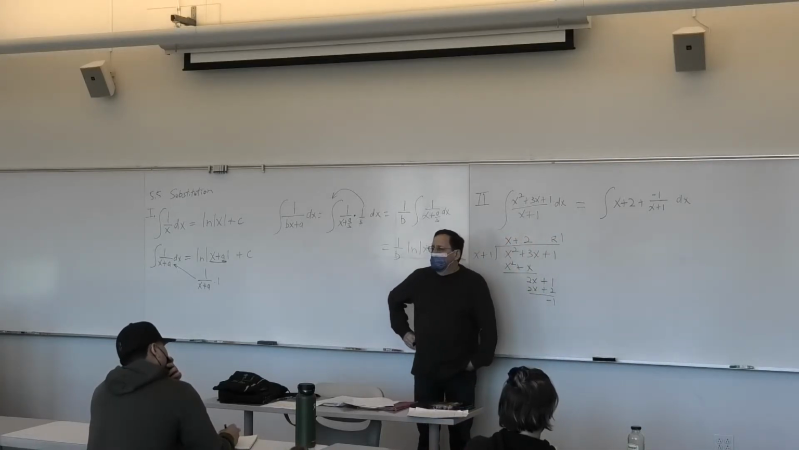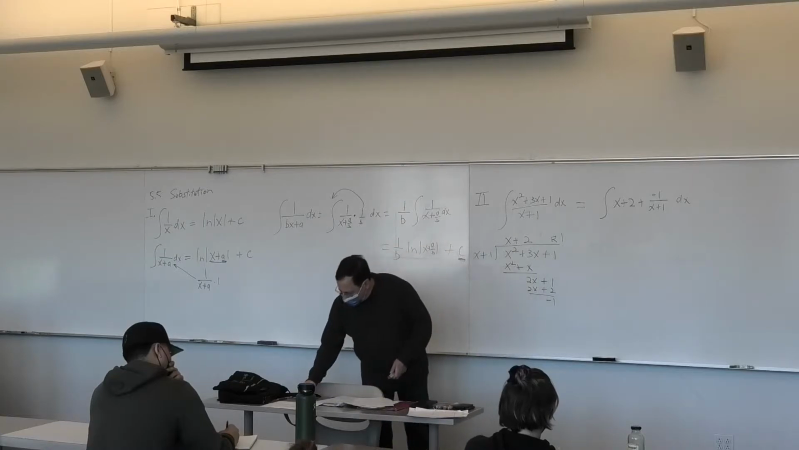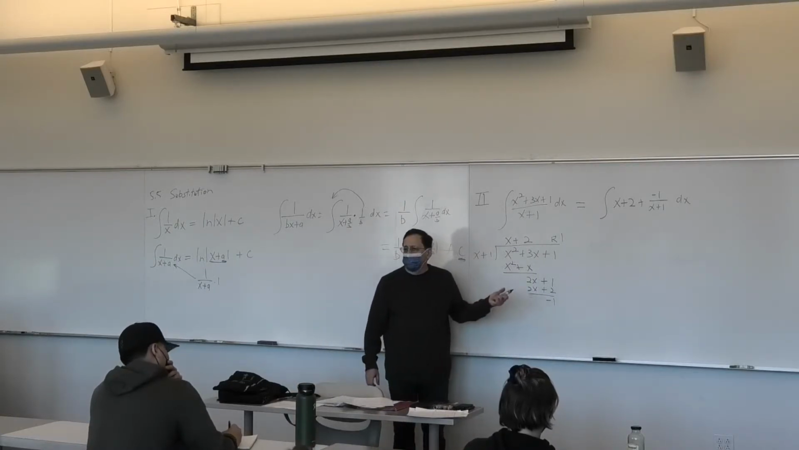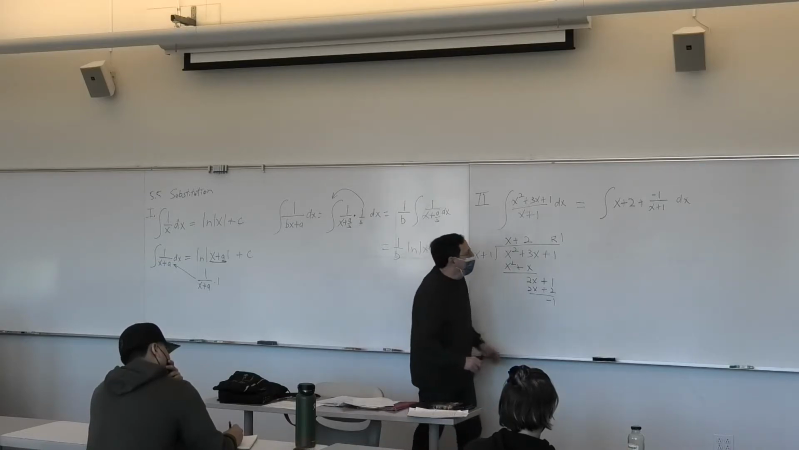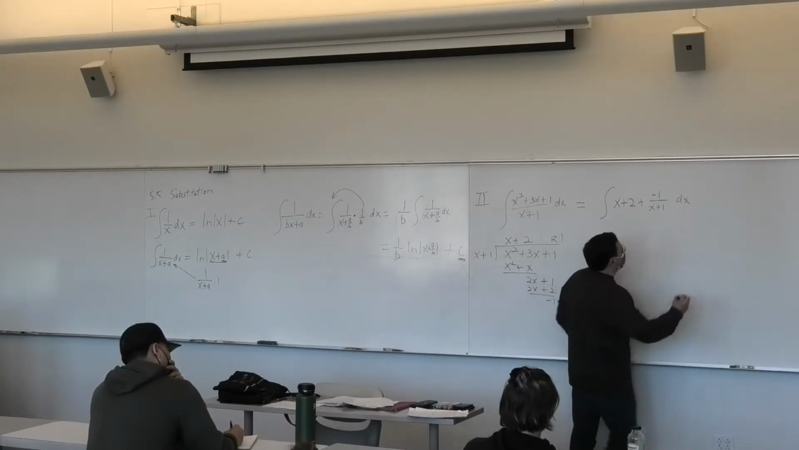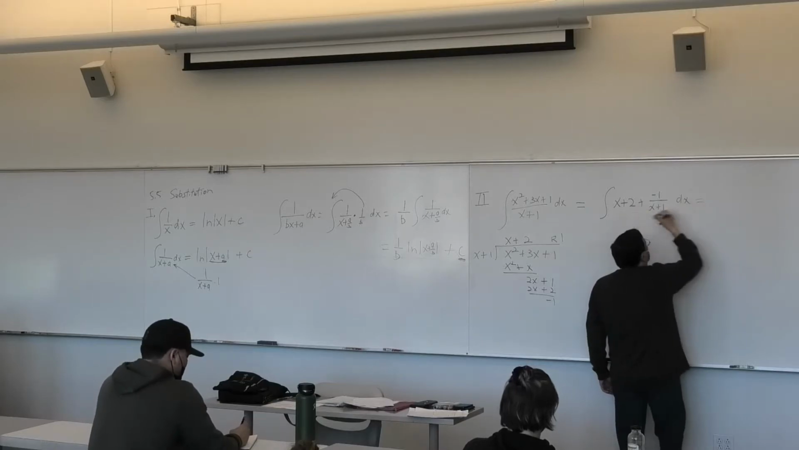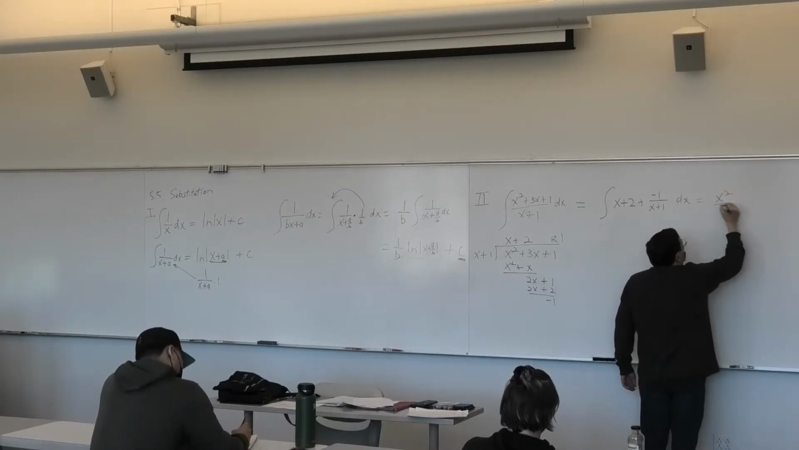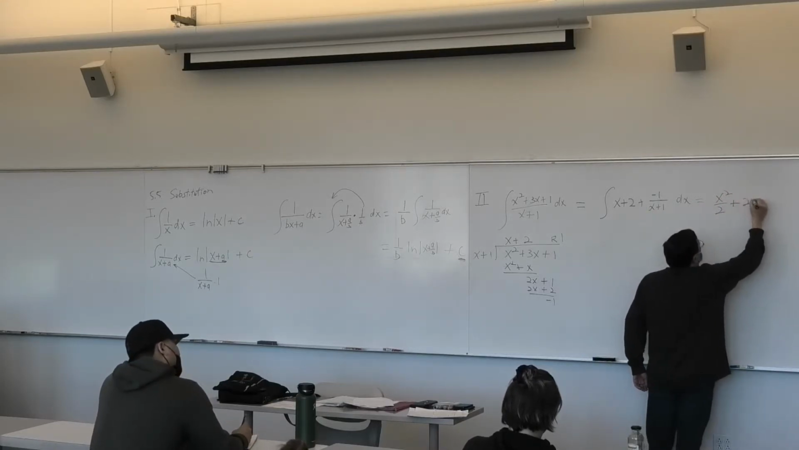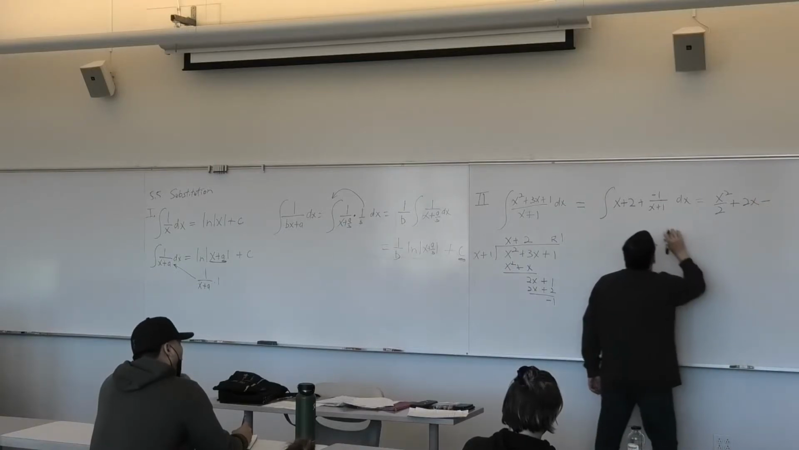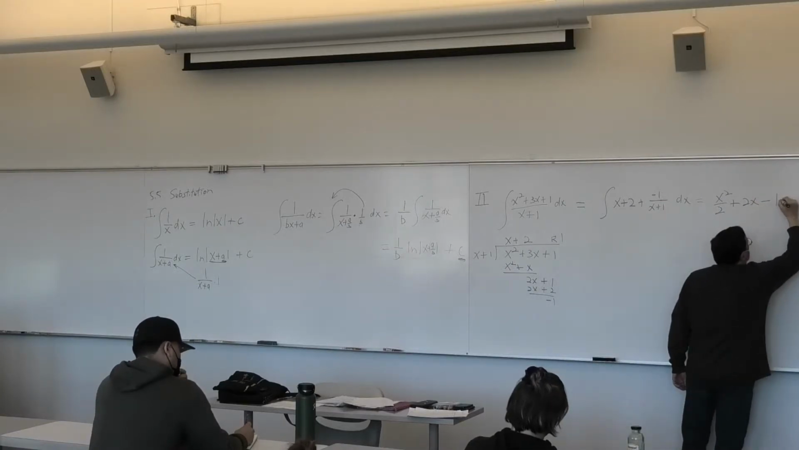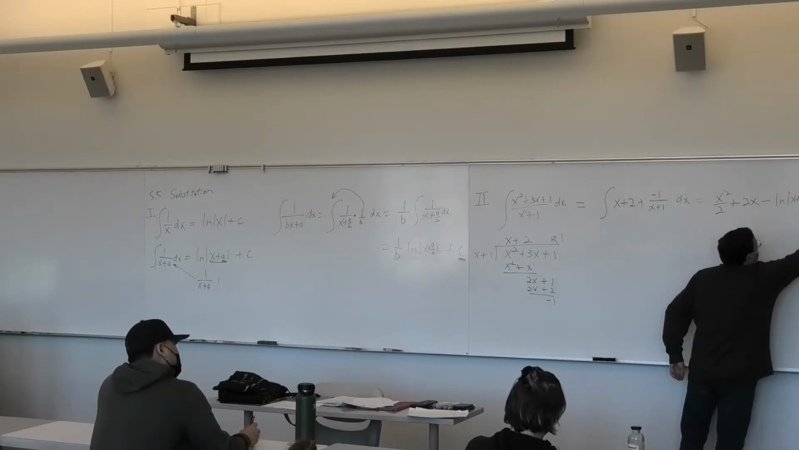Well, take a look at that. That kind of came out nice, didn't it? Because we know how to do this. Right? We can break this up. This is going to be x squared over 2 plus 2x minus, well, what have we got here? We just got log of absolute value of x plus 1.